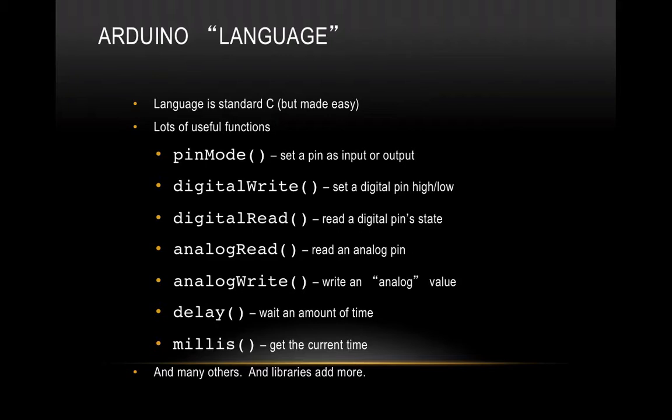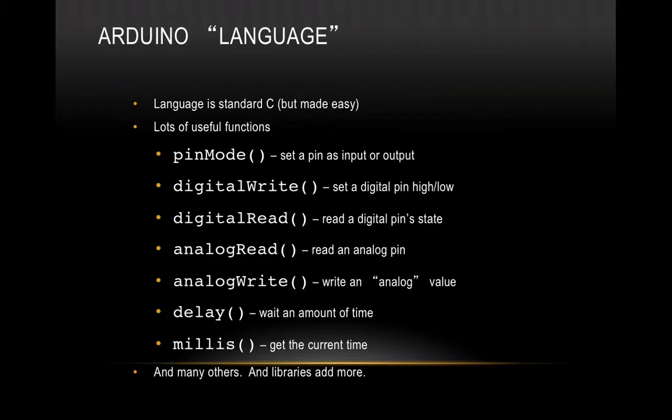function digitalWrite. If you want to read if a particular pin contains a high or a low value, you can use digitalRead. Similarly, you can use analogRead to read an analog signal, and analogWrite to write an analog value. So when you write an analog value, you write a value from 0 to 255.